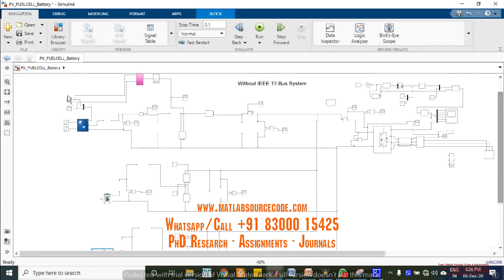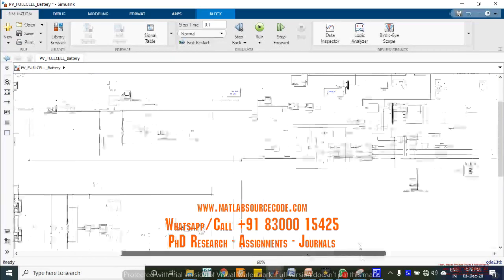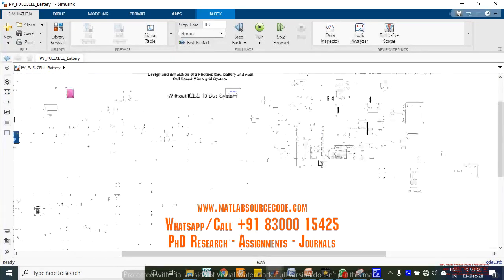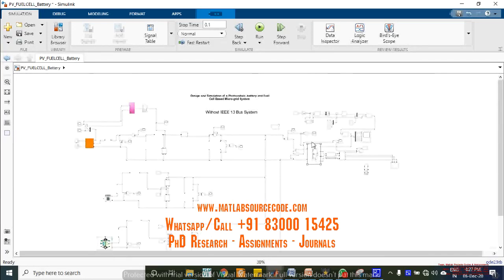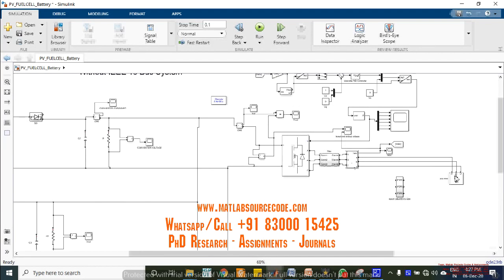And these three renewable energy sources are connected to a common DC bus, and the common DC voltage is connected with a three phase inverter, and the three phase inverter is connected with a residential load.